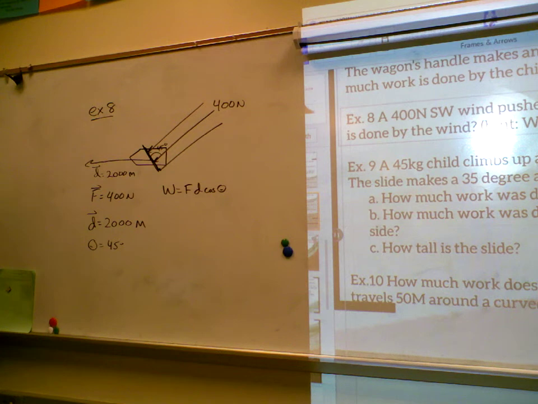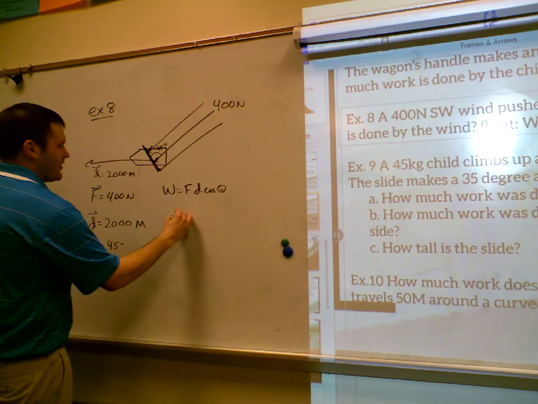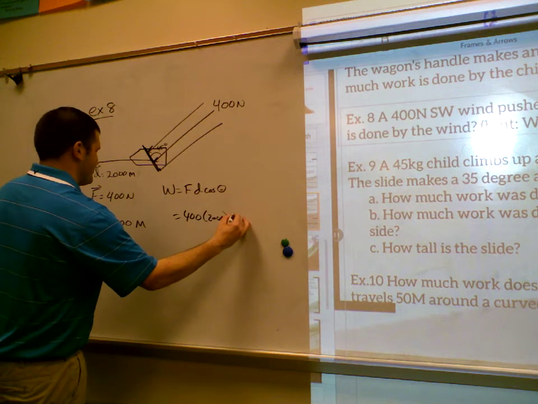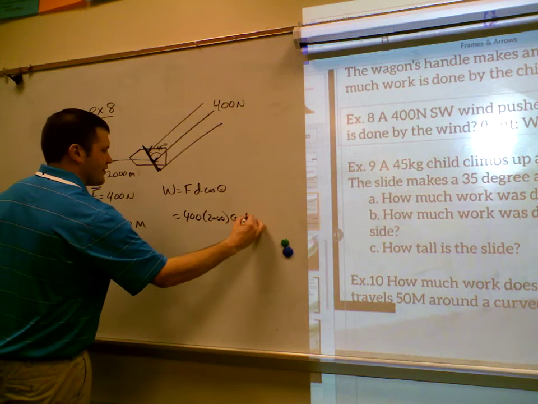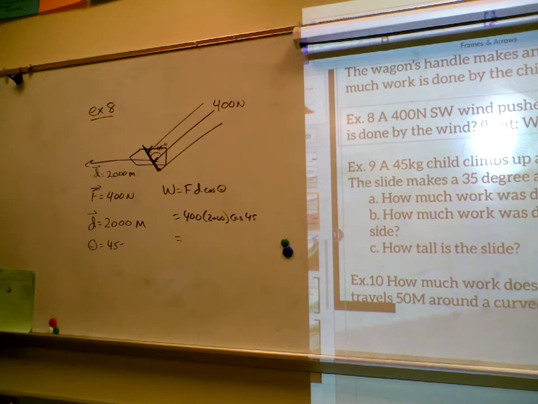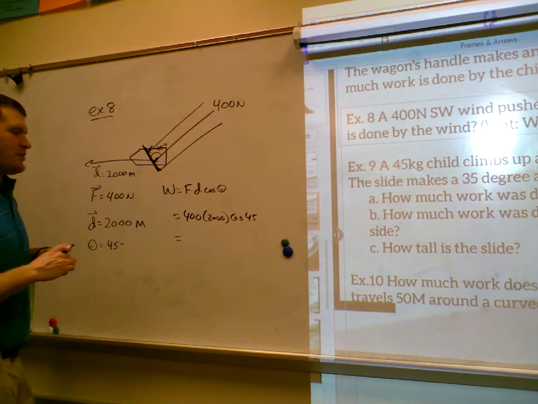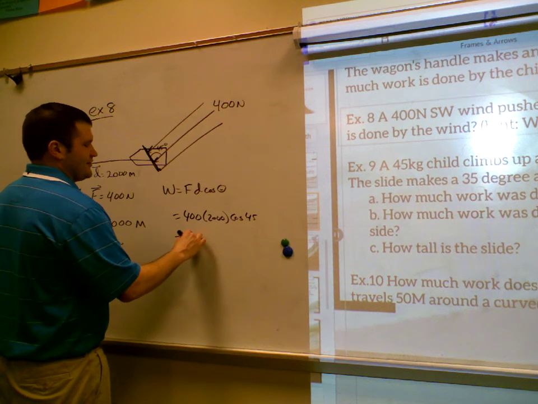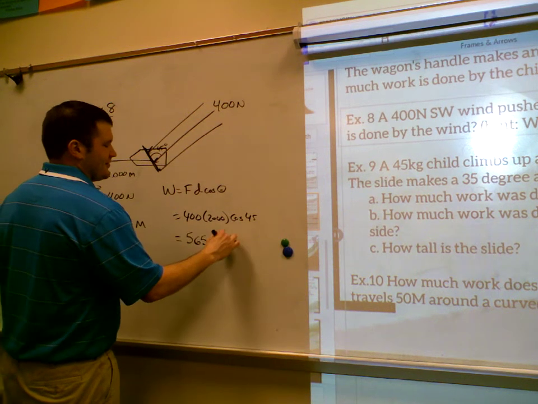Plug it in. Plug in the numbers. Plug them in and multiply, right? I did it on an iPhone calculator. So, 400 times 2,000 cosine 45 is 565,685.42.